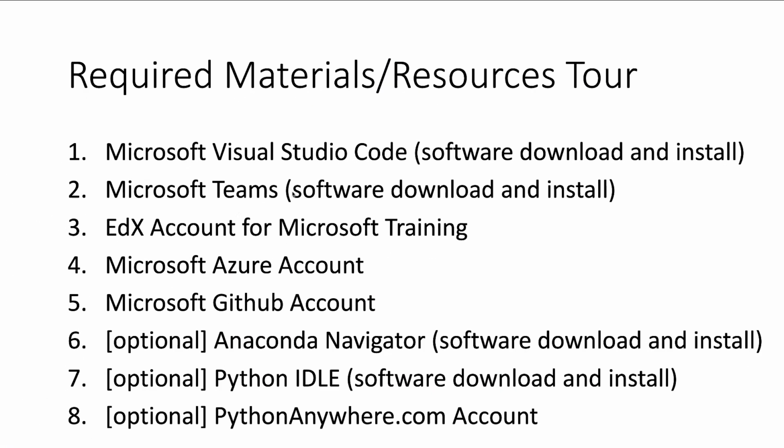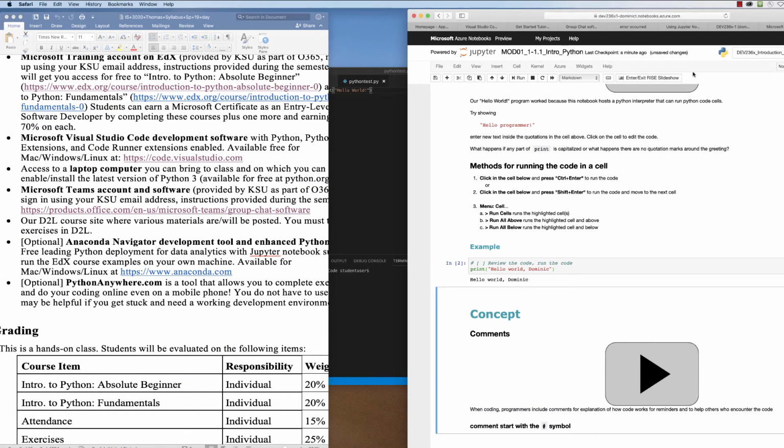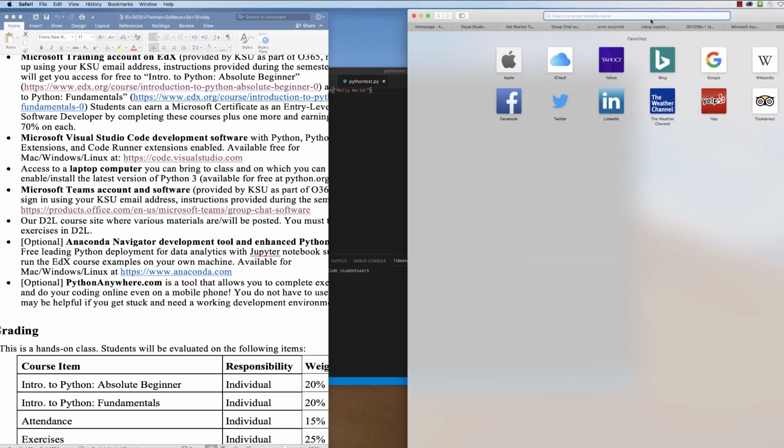Let's go back over to our list here. I have my Azure account, I have my Microsoft edX account, my Teams account, Visual Studio Code. I've installed the Python IDLE. pythonanywhere.com is pretty self-explanatory. Anaconda Navigator is a helpful tool that allows you to run the Jupyter Notebooks on your own machine without a network account. The only thing we haven't really looked at yet is the GitHub account. We will look at that later in the semester, but that's pretty straightforward.